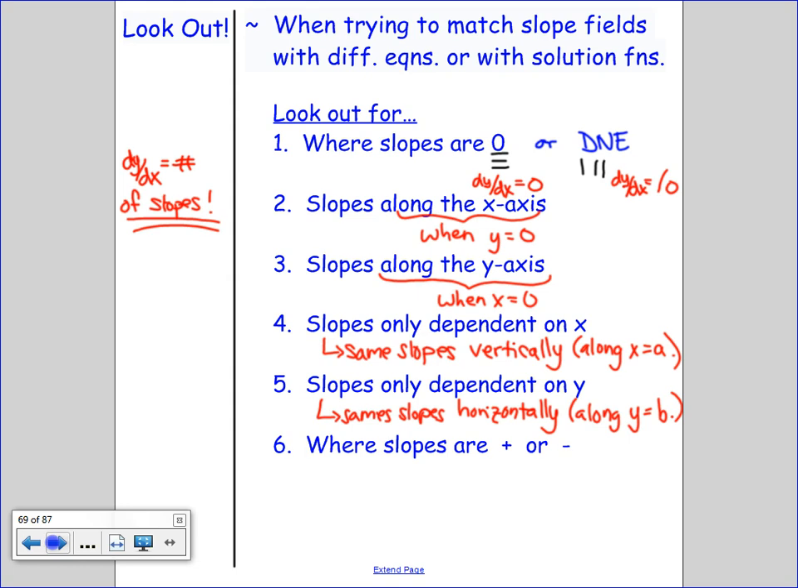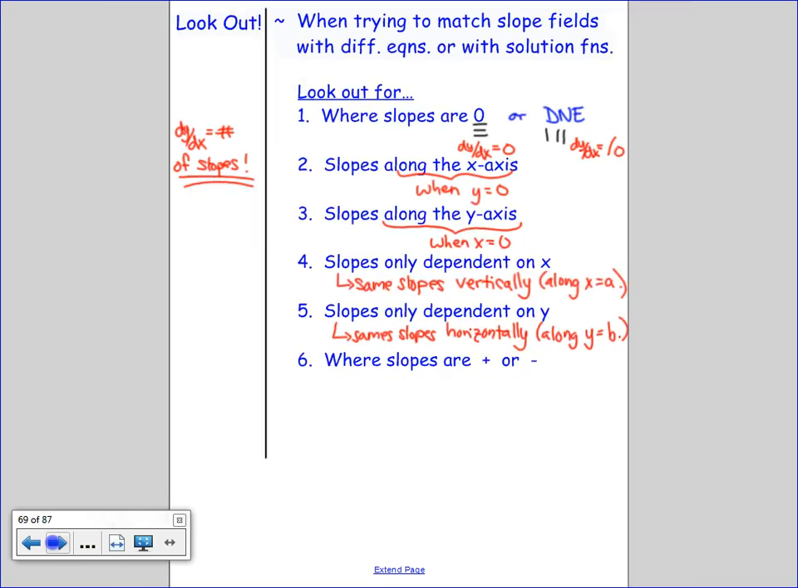Where slopes are positive or negative, this is what we haven't really used as a clue yet. Well, we kind of did. Where slopes are positive, we can tell because the slopes in the field, the itty-bitty tangent lines, are going to be up, right? And then if it's negative, they're going to be down.